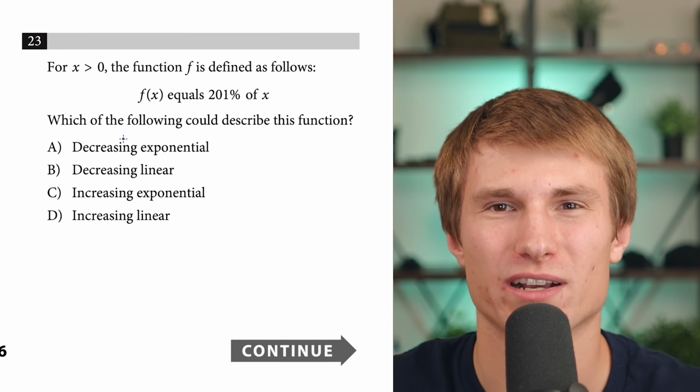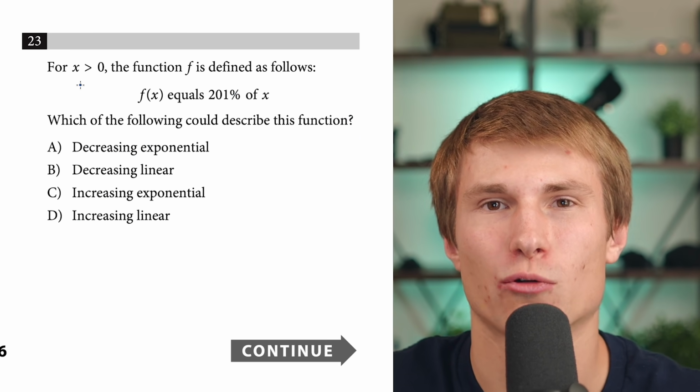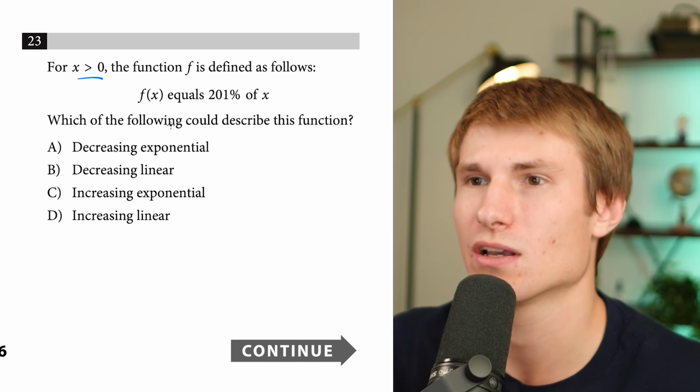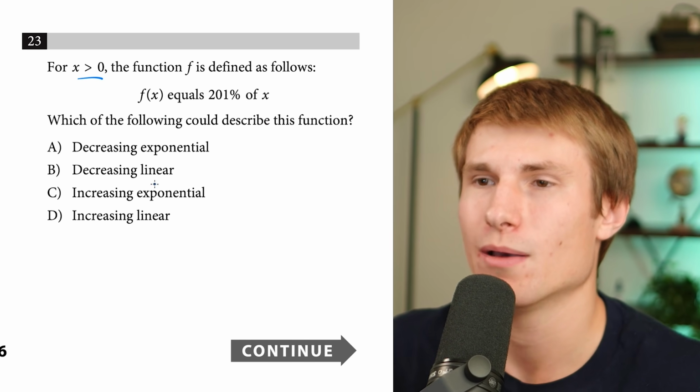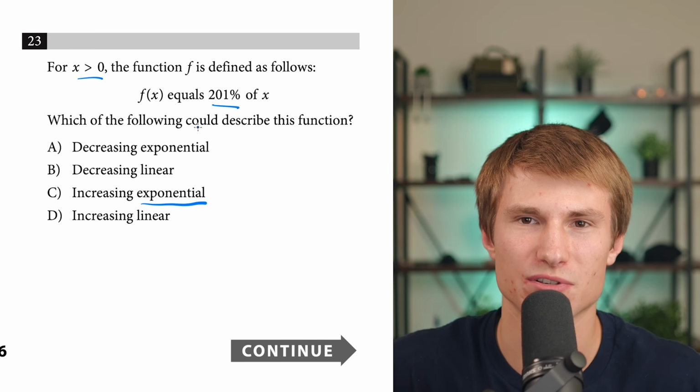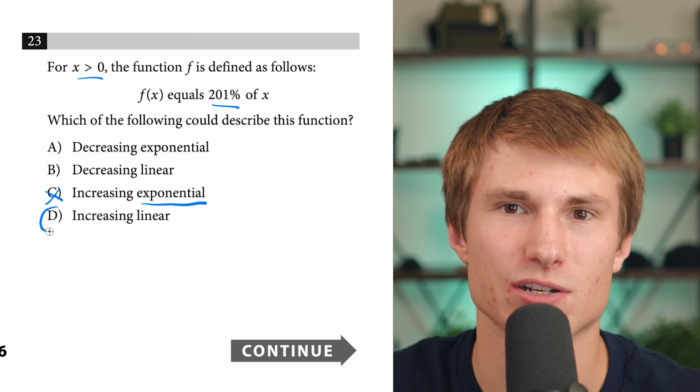Here's how to avoid a common misconception on the SAT. Question 23 states: for x positive, the function f is defined as follows. f of x equals 201% of x. Which of the following could describe this function? Many people would be tempted to pick increasing exponential here because they see this 201%, but that's not correct. The correct answer here is increasing linear.